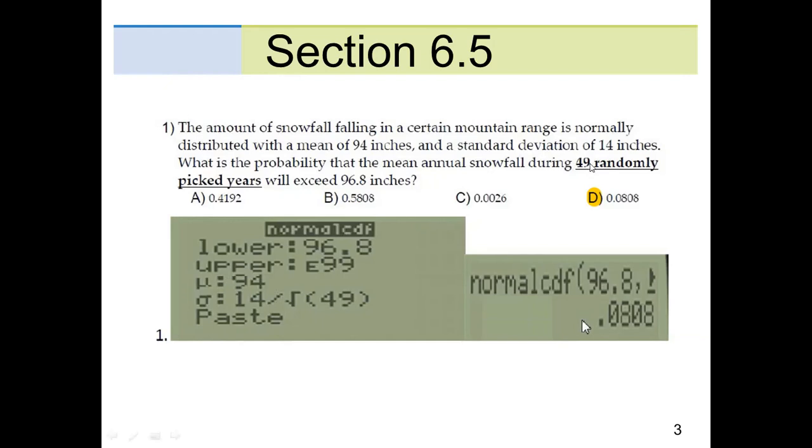All right, N is the number, in this case, the number of years of snowfall. All right, central limit theorem. There is no inverse norm. All there is in 6.5 is give me the probability. Here again, I'll underline and bold it, but it'll be labeled section 6.5, central limit theorem.